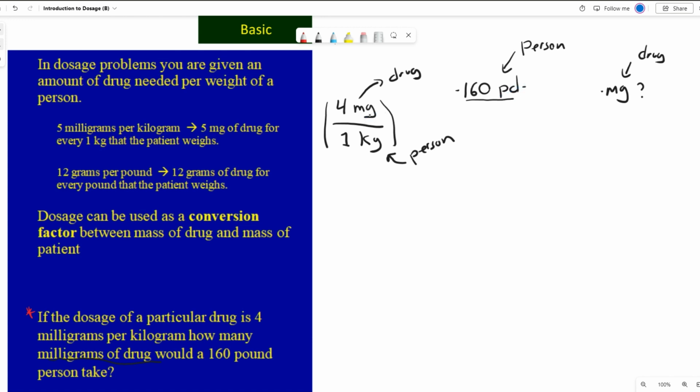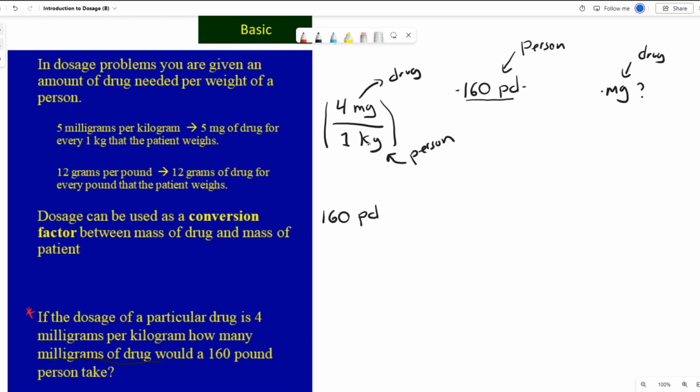The only problem is the mass of the person in the dosage is in kilograms, and the mass that we're given for the person is in pounds. So the first thing that we have to do is convert this 160 pounds into kilograms, and then we can use that to cancel the mass of the person out and be left with the mass of just the drug. So this is going to be a two-step problem. So let's first convert the 160 pounds.